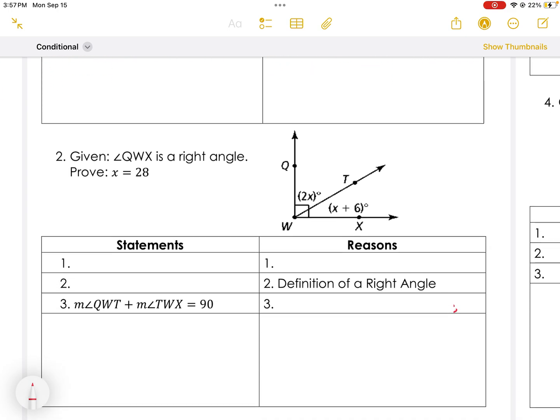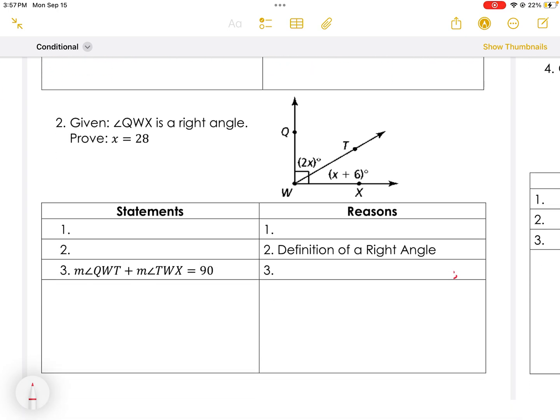All right, second example. Let's see what we have here. Let's start with our given statement. QWX is a right angle. That was given to us. It looks like we're going to be solving for x, so we need to make an equation. The step 2, the reason is definition of right angle, so I'm going to say QWX equals 90 degrees, or the measure of QWX would equal 90 degrees because it's a right angle.